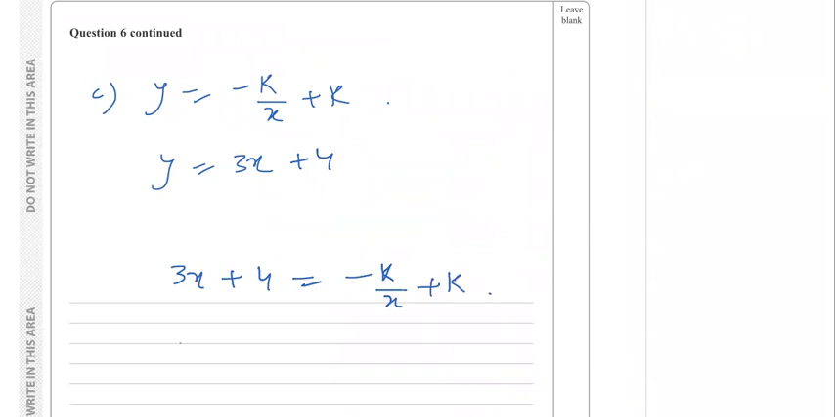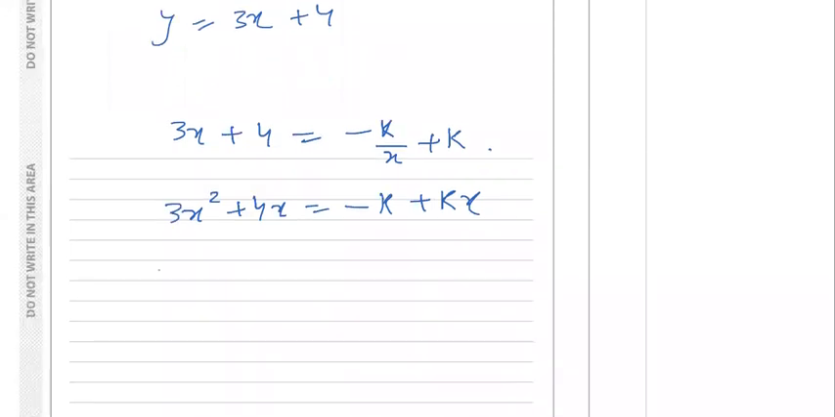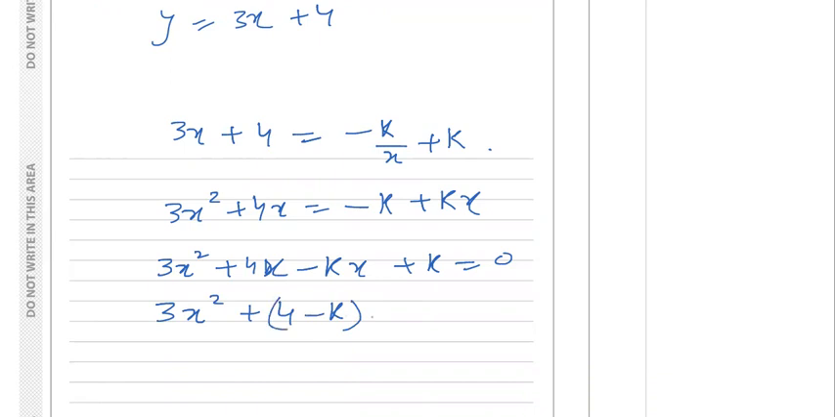I will multiply both sides with x. It will become 3x square plus 4x equal to minus k plus kx. Now further simplify this one. It will be 3x square plus 4x minus kx plus k equals 0. So it will become a quadratic: 3x square plus (4 minus k) into x plus k equal to 0.